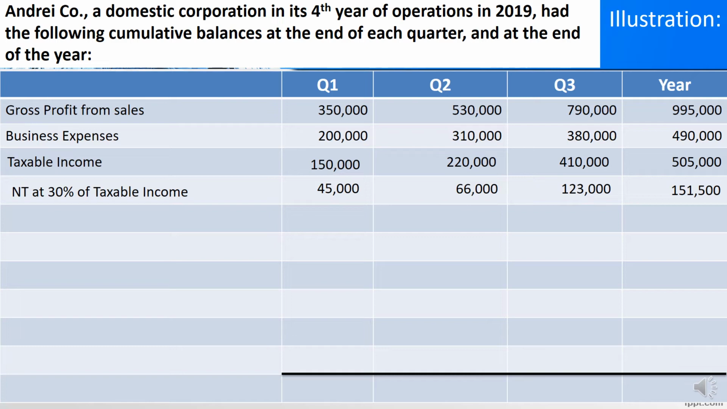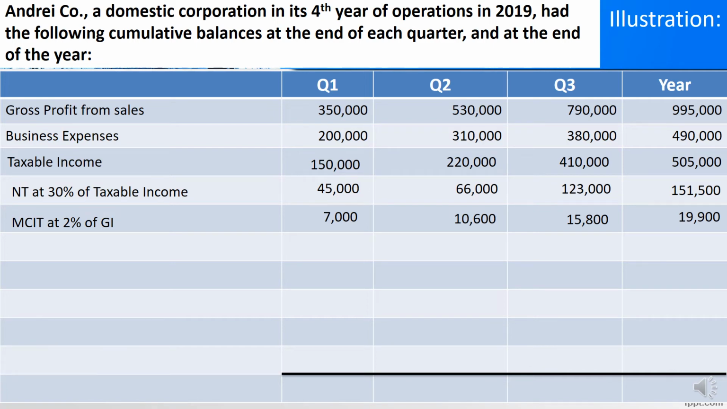After computing the normal tax of 30% based on taxable income, let us now compute the minimum corporate income tax of 2% based on gross income. For the first quarter, 2% of gross income of 350,000 is equal to 7,000. For the second quarter, MCIT is equal to 2% of 530,000, which is 10,600. For the third quarter, 790,000 times 2% is equal to the MCIT of 15,800. And for the annual income tax return, MCIT is 995,000 times 2%, which is equal to 19,900.